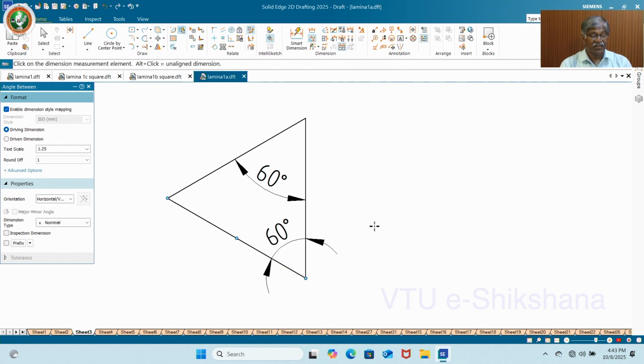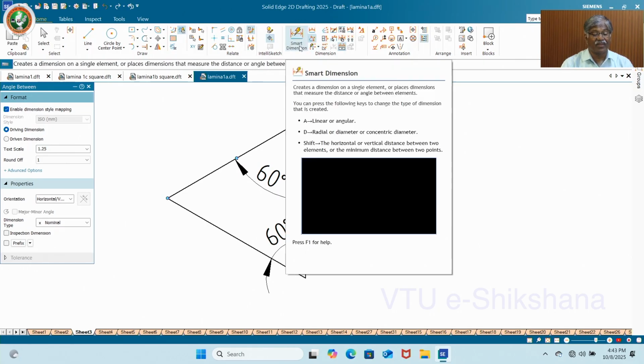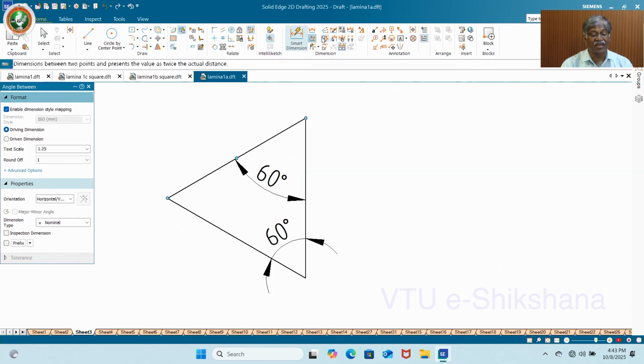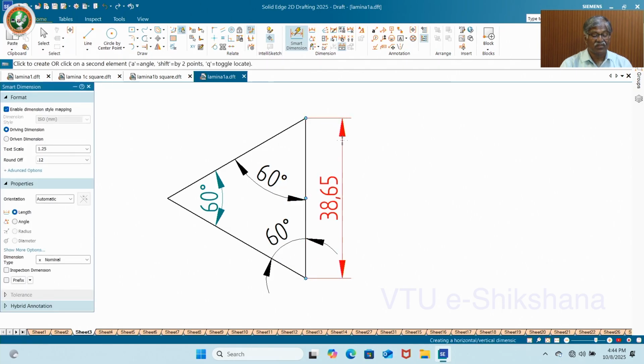This definitely gives you an equilateral triangle. Any time you take a triangular lamina, by default it is an equilateral triangle. They need not specify. If they want otherwise, they will specify an isosceles triangle and the sides, etc. Now you can check the other angle also, whether it is 60. Definitely it is 60, and dimensions also you can check. This is how you can do it.